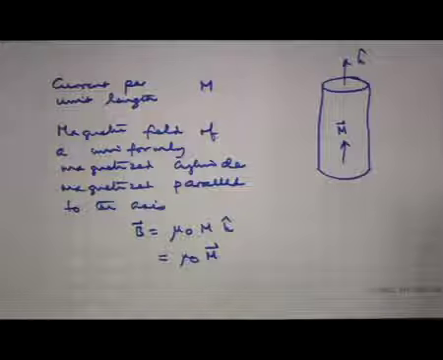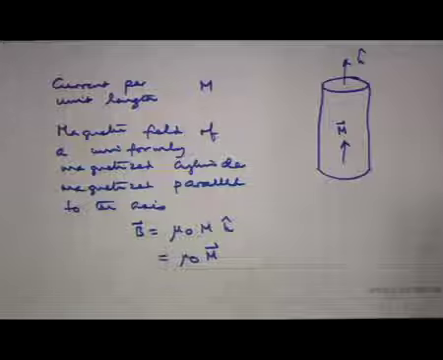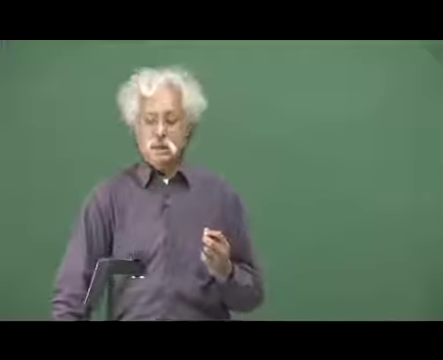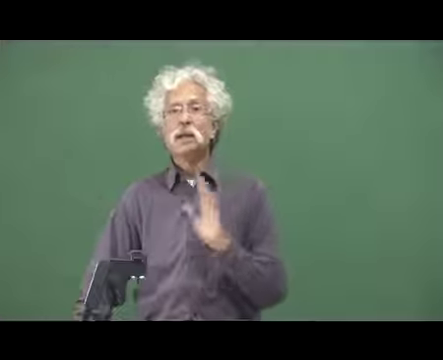So, first of all, I have tried to show that a uniformly magnetized object is equivalent to a current on the surface. The current per unit length is simply magnetization. Please remember, the surface is perpendicular to magnetization I am considering.